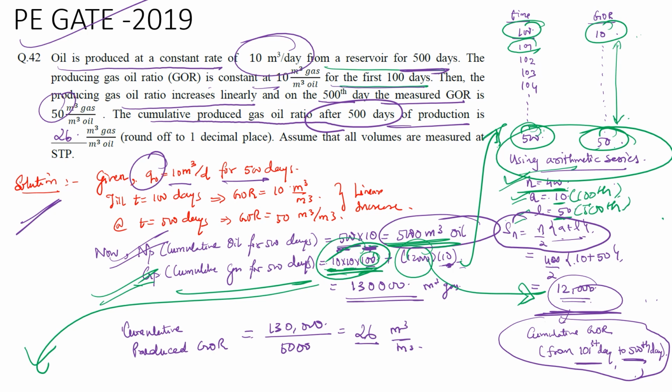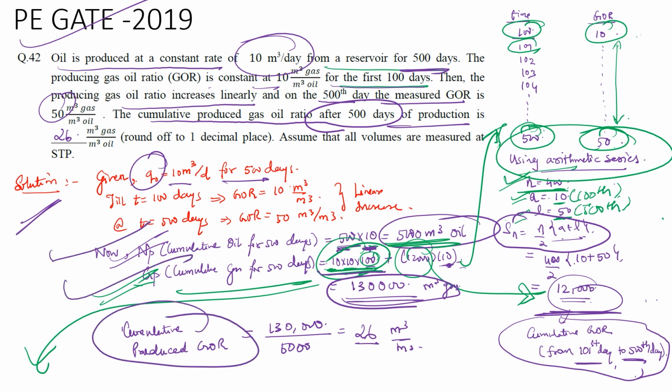Okay, now on adding the cumulative gas produced for the 100 days plus the cumulative gas produced for 400 days, I will get my answer as 1,30,000. Okay, now I obtained my cumulative oil, I obtained my cumulative gas. Now to find out the cumulative produced GOR, I will divide my cumulative gas by cumulative oil. My answer would be 26. So this is how you solve this particular question.